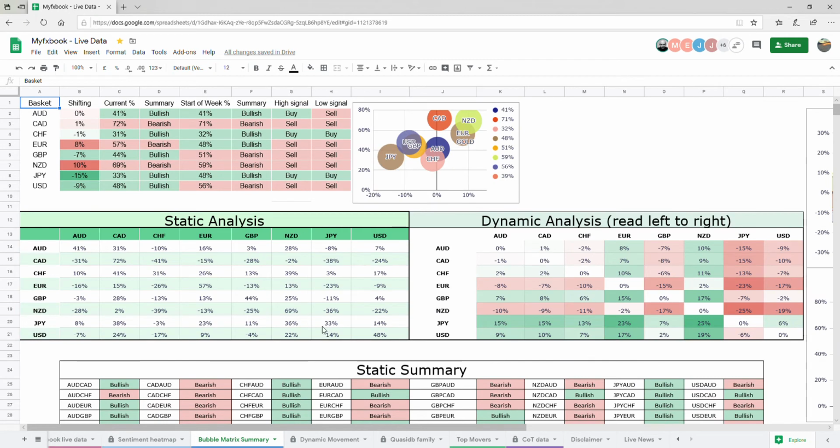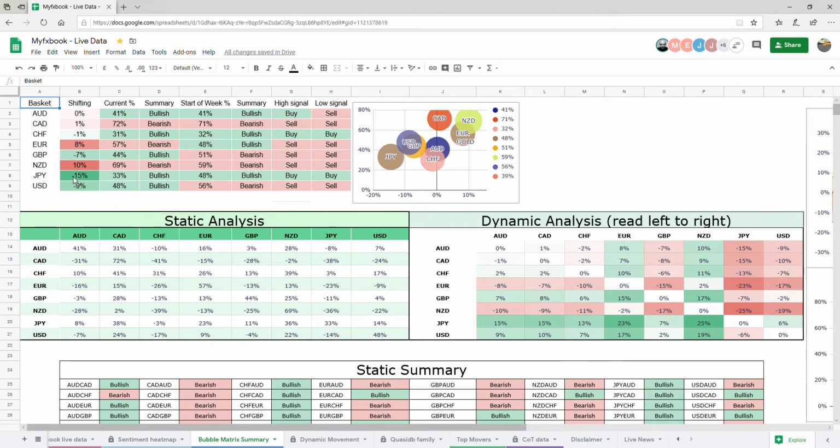Okay, so the bubbles are really good in themselves, but what if we want to see more data relating to the bubble shifting? That's why we've got this tab. It breaks down the difference over time. So this is the movement since Sunday.